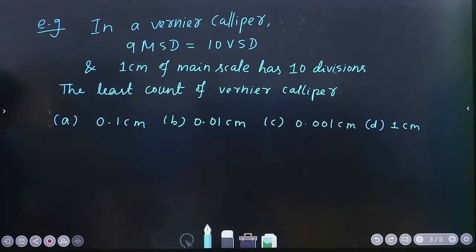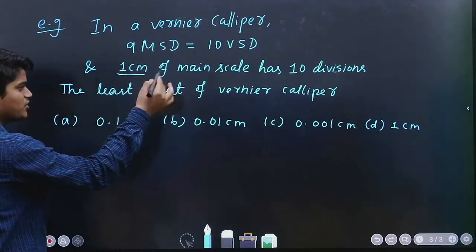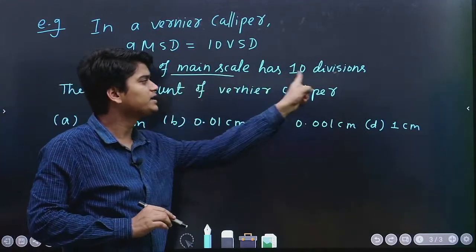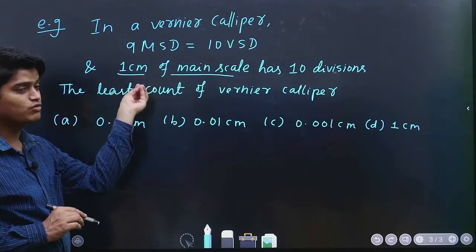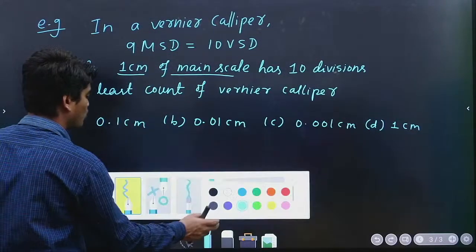Which option? How you are telling? Without calculating. See first. So here, see, they're telling 1 centimeter of a main scale has 10 divisions. That means, see, main scale division coming. So 10 main scale division equal to 1 centimeter.